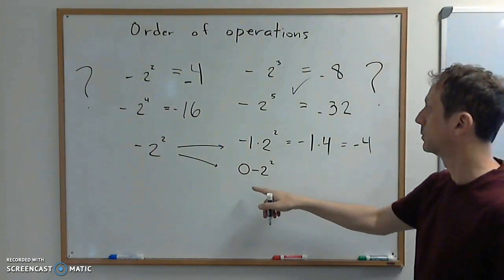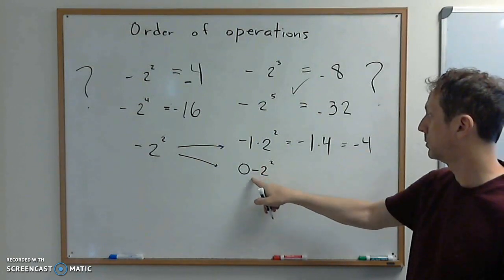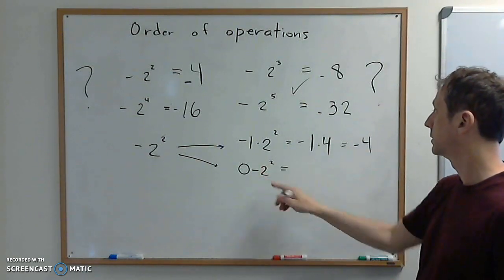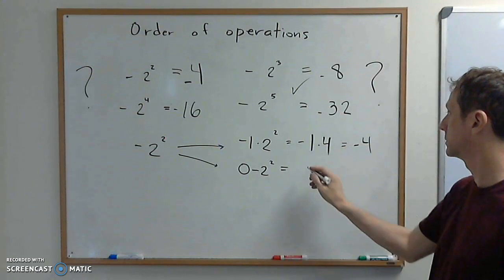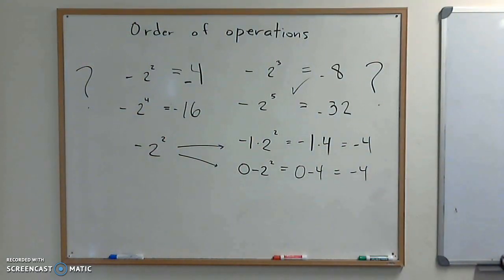Let's interpret it this way. When we see -2 squared, we can also interpret that as 0 minus 2 squared. Minus, exponent. Which one comes first? The exponent. 0 minus 4 is -4. It's mathematically consistent. It's proven.